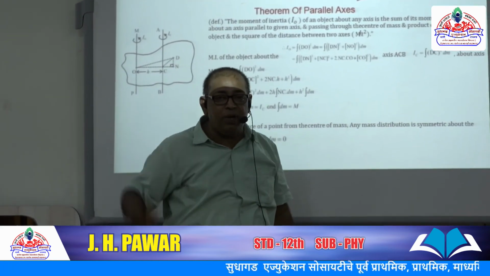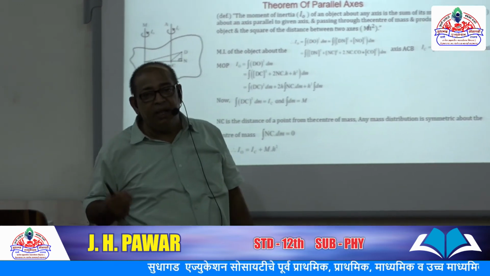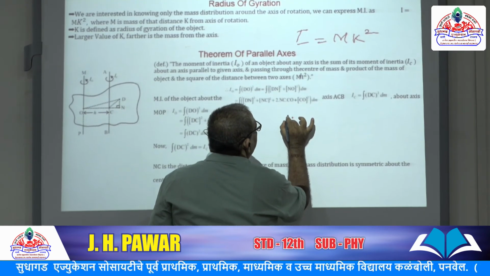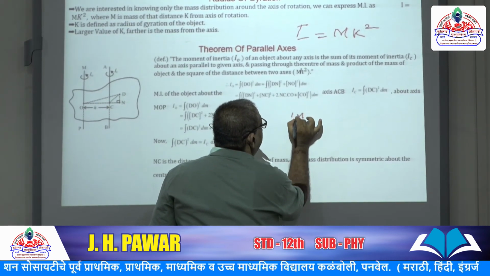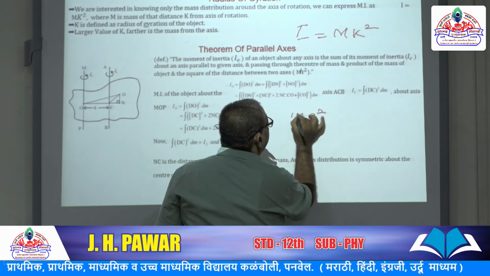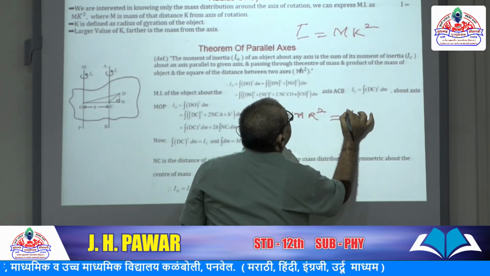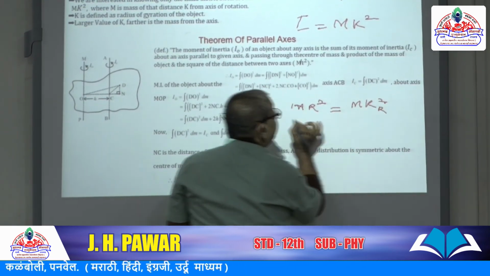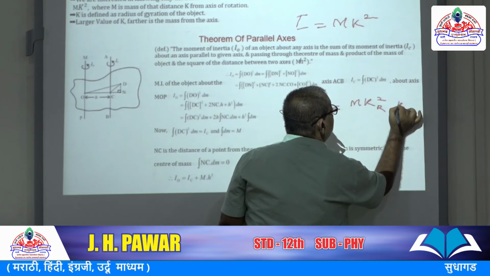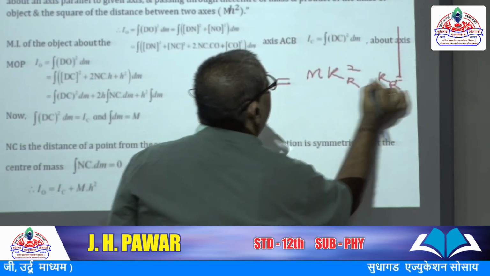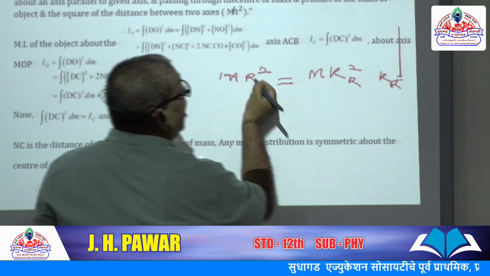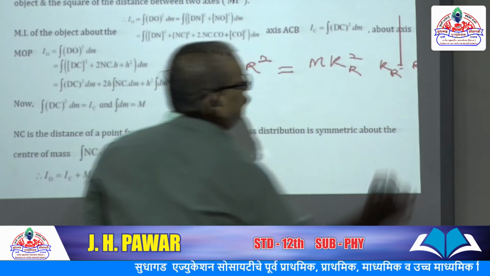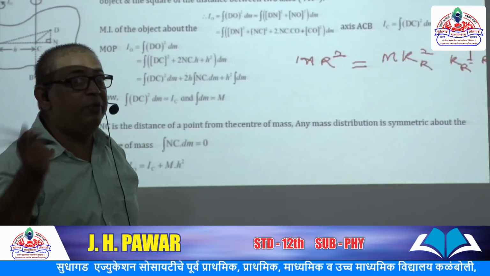Then we go through the last two examples, a disk and a ring. For the ring, first we consider mr square equals m kr square. So kr equals what? Kr equals r. Here only r, meaning the radius of gyration of the ring is r.